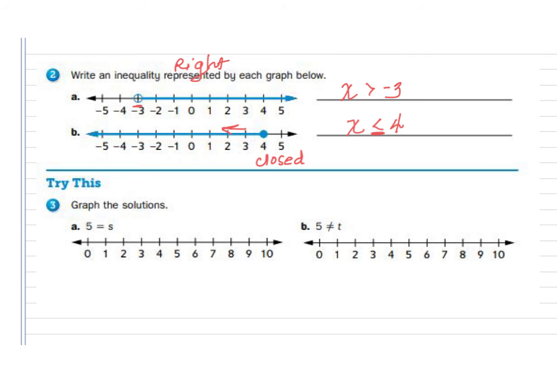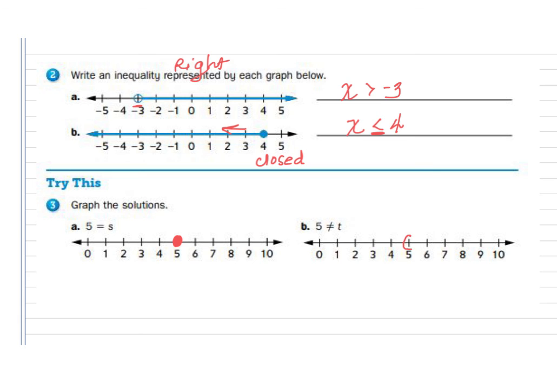Number 3, graph the solution. S must be equal to 5. So when we graph 5, it's only going to be 5. That will work, exactly 5. There's that equal to part. And B says you can't use a 5. T can't be 5 at all.